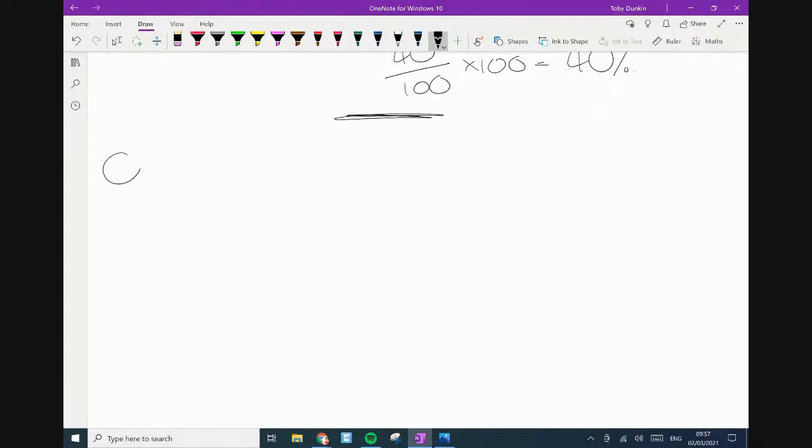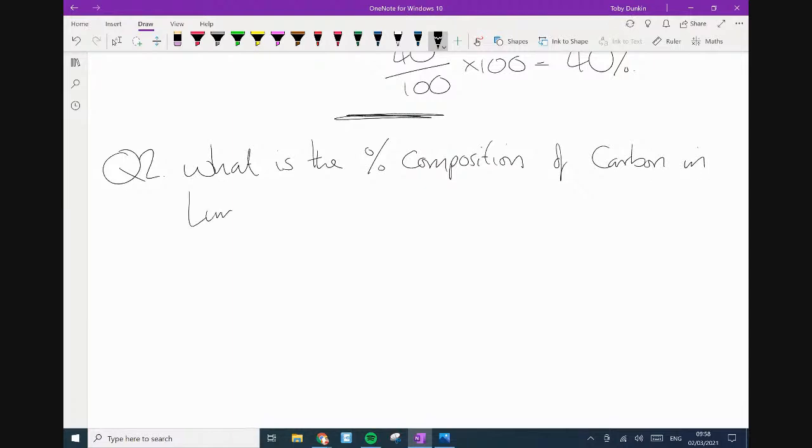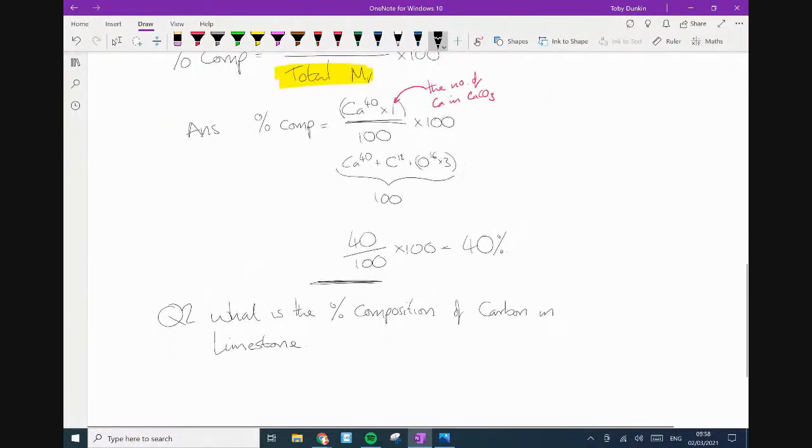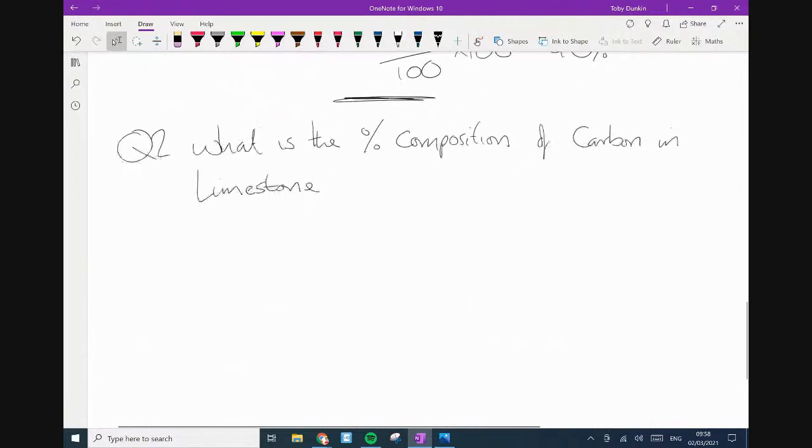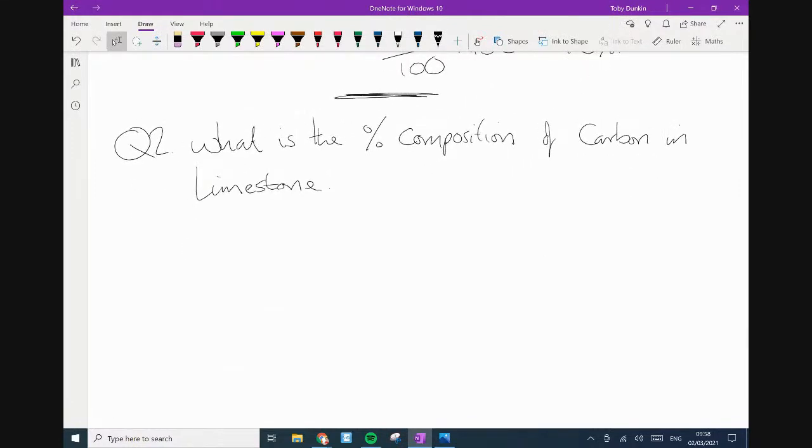Let's now have another question in regards to limestone. So, question number 2. What is the percentage composition? That's what they'll actually say in your GCSE exam, by the way. So I'm giving you the exam style question. What is the percentage composition of carbon in limestone? Okay, guys. Now, since we went through the first one, can everyone now have a go at the second one? And on the YouTube chat, please give me your percentage, please. I'm going to give you 1 minute to do this, please.